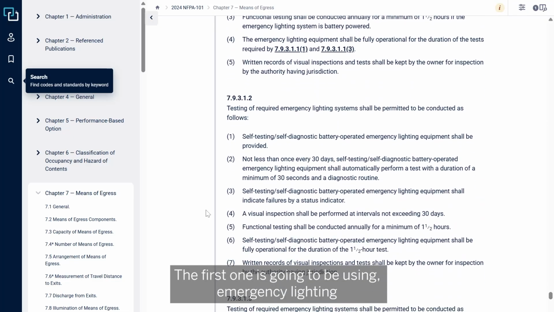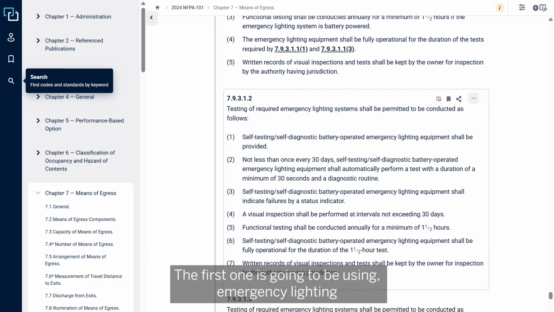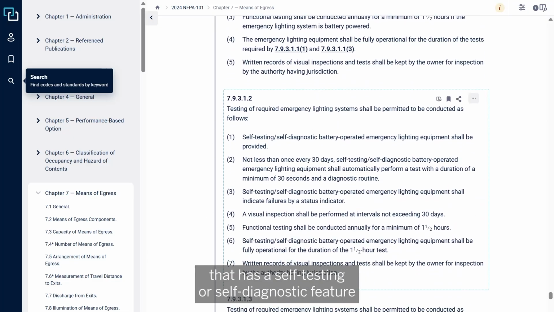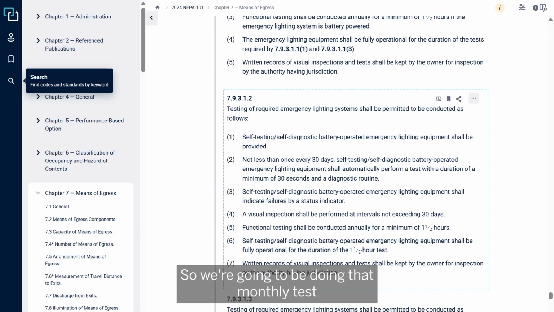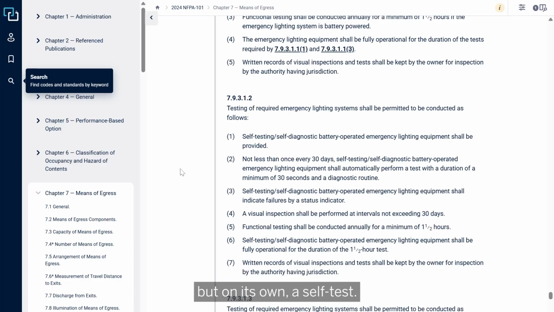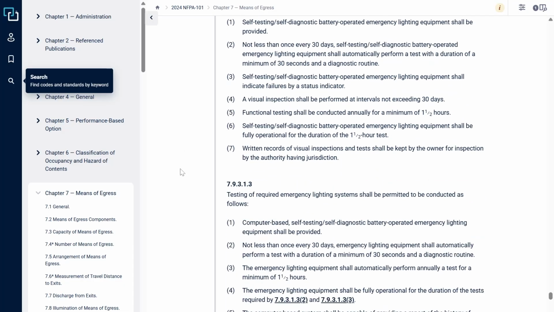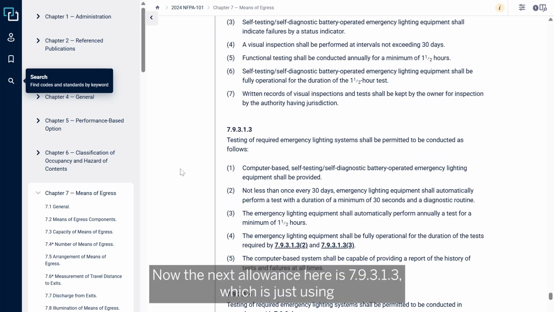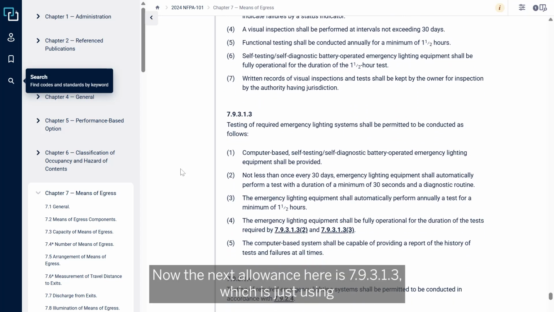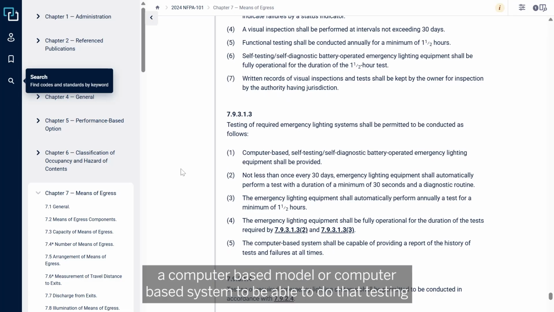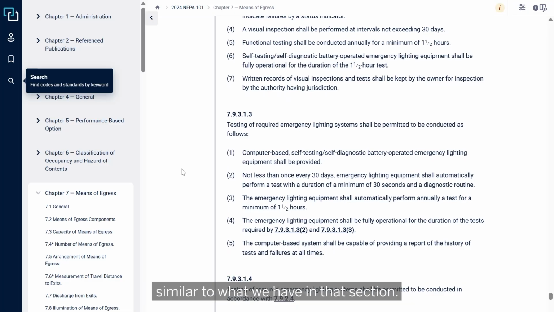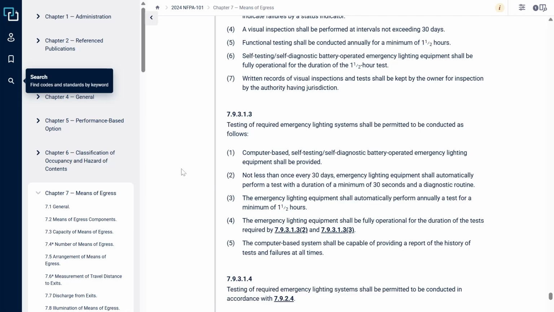The first one is going to be using emergency lighting that has a self-testing or self-diagnostic feature in which it performs those same tests just by itself. So we're going to be doing that monthly test and we're going to be doing that yearly test, but on its own self-test. Now, the next allowance here is 7.9.3.1.3, which is just using a computer-based model or computer-based system to be able to do that testing, similar to what we have in that section above.